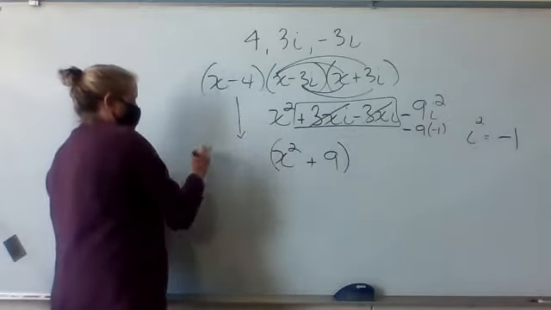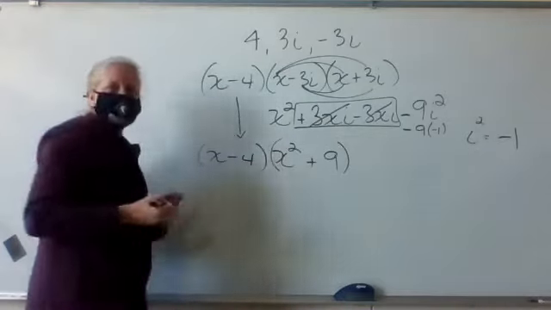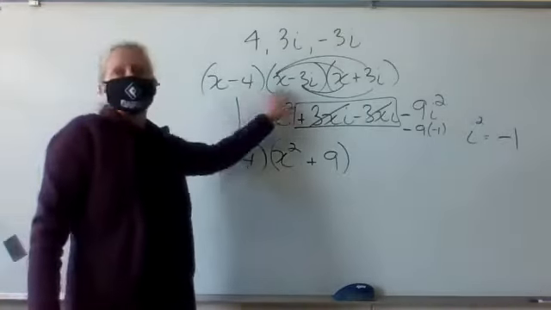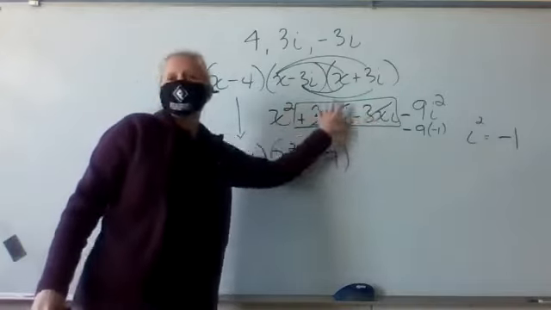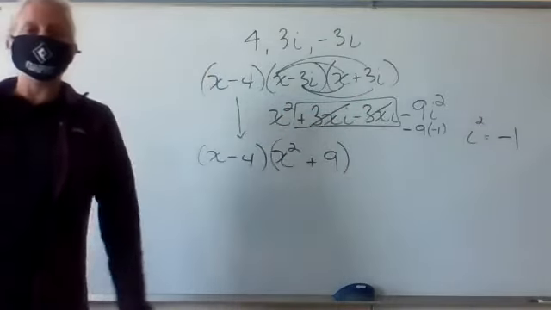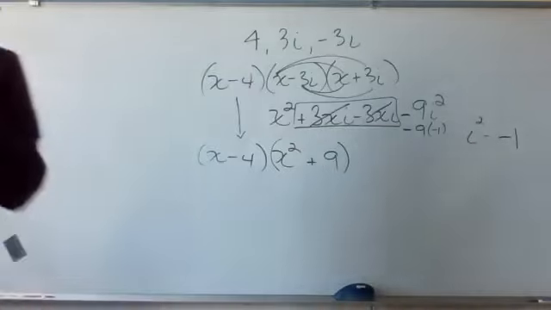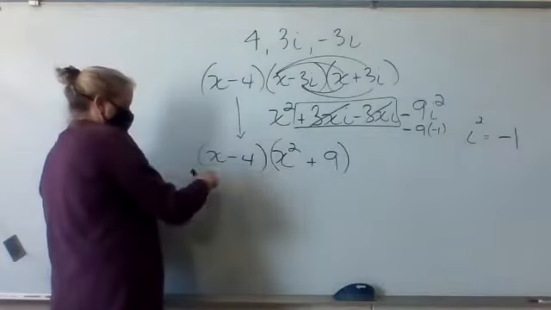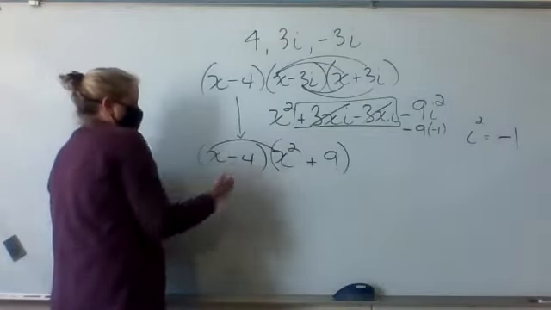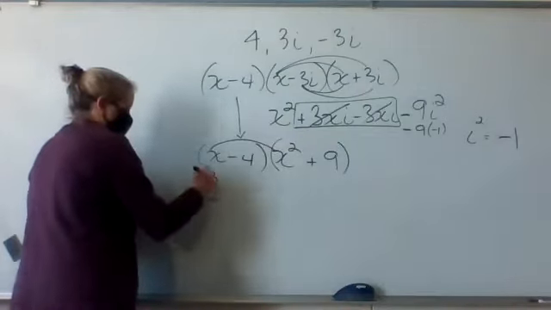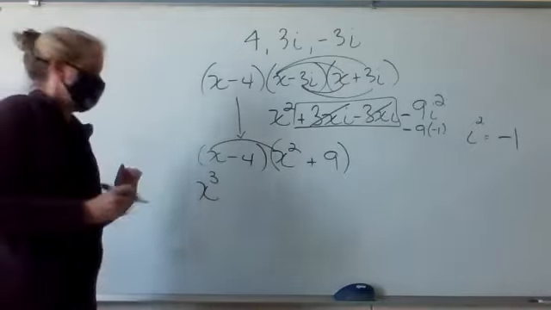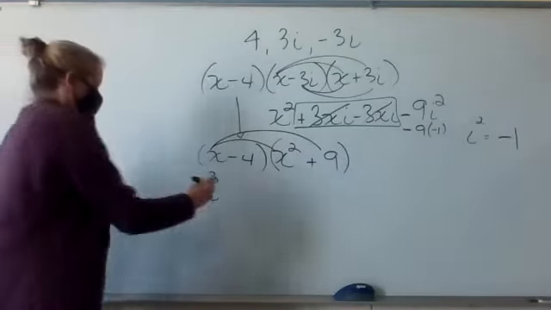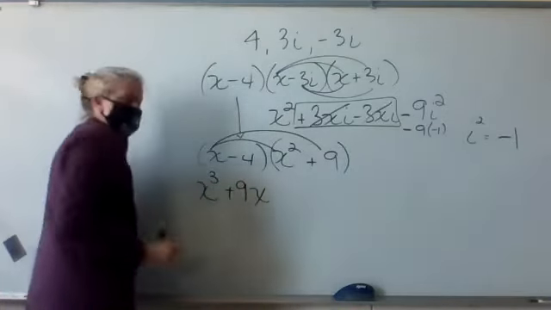Now, I still have that x minus 4 that I have to multiply. But if you would have done these first, all of this nice cleaning up is not going to happen, and you're going to be left with a complete mess to deal with. So again, anytime you have i's, do those first. Now, I'm going to multiply, just FOIL again. X times x squared gives me x to the third. X times +9 gives me +9x.